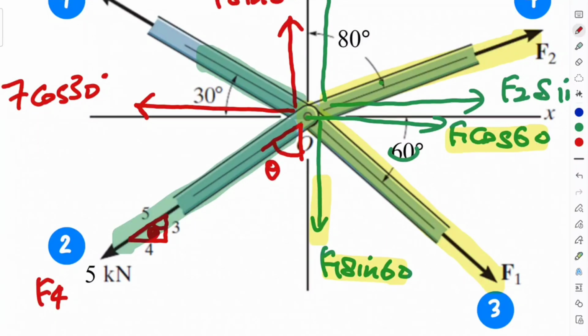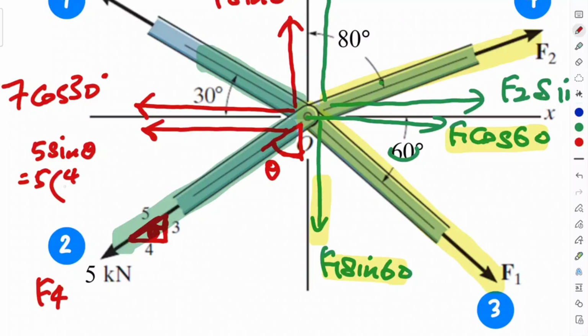Okay, so if this 5 kilonewton is resolved in the x direction, it will be pointing to the left, and the magnitude will be 5 multiplied with, since the angle is opposite to the line, sine theta. Referring to this small triangle over here, sine theta will be opposite over hypotenuse, so it will be equivalent to 5 multiplied with 4 over 5. If we solve this equation, 5 cancels out, so that leaves behind 4 kilonewton in the x direction.